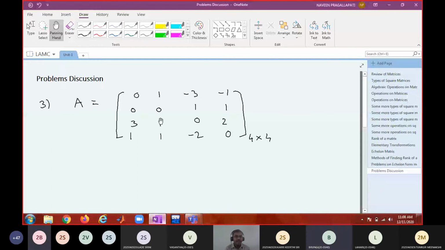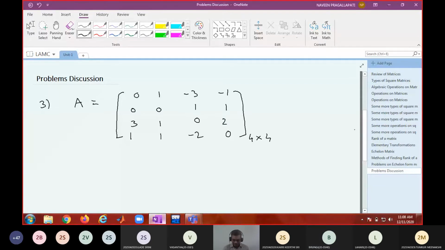So now just tell me the operation. Same. Okay, you may get different echelon forms when you reduce into echelon form using your own operations, but all of you will get the same rank. So in this case, what should I do? What will be my operation?